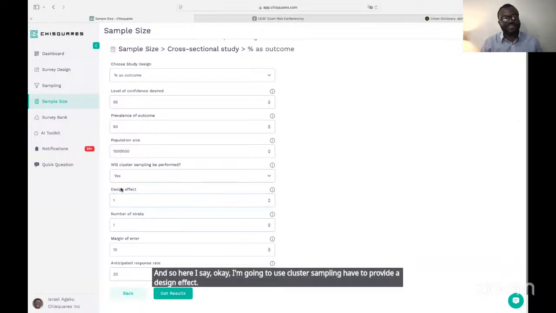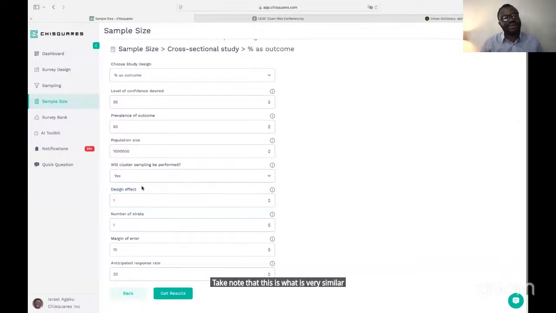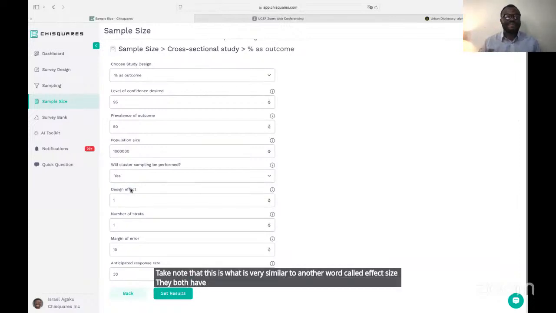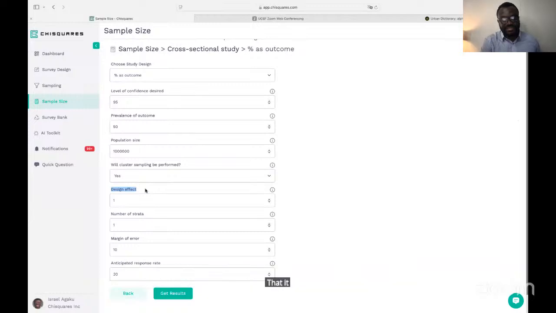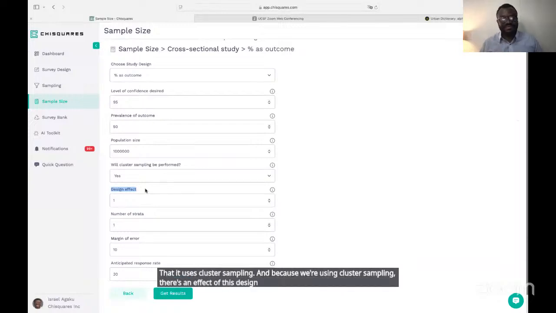Take note that this word is very similar to another word called effect size. They both have the word effect in them, but they are very, very different. Design effect arises because we use cluster sampling. Because of our design, we've designed the study in a way that it uses cluster sampling, right? And because we're using cluster sampling, there's an effect of this design on our sample size, right?